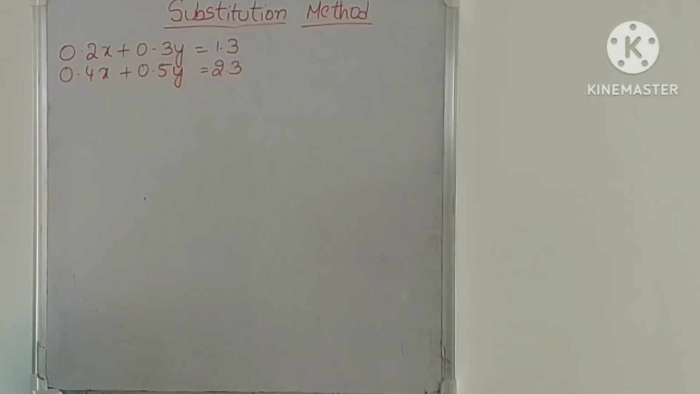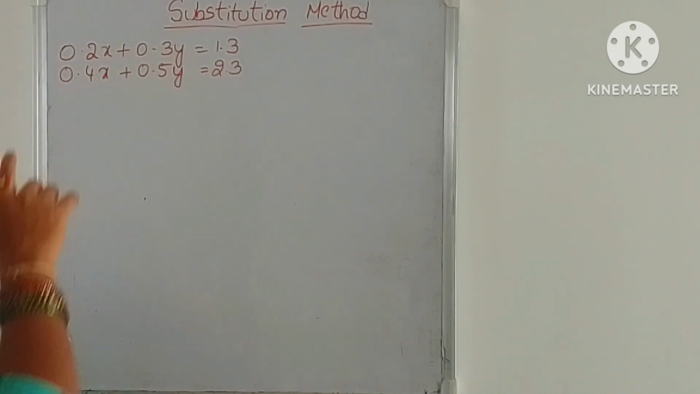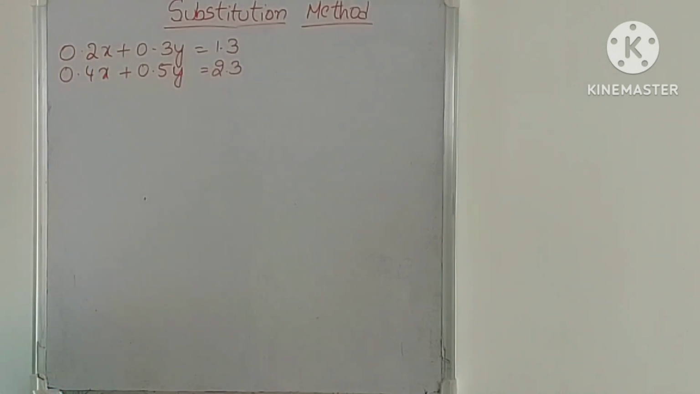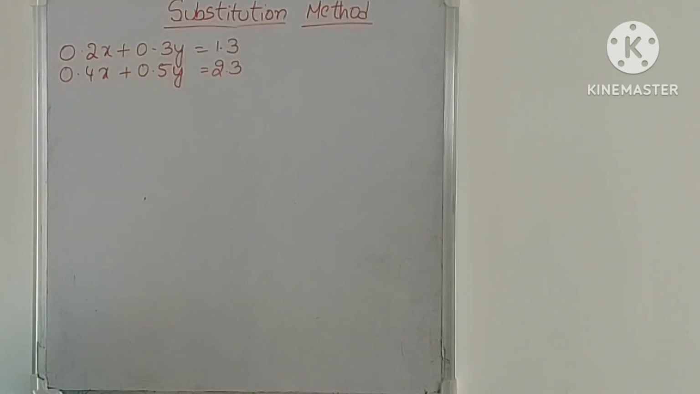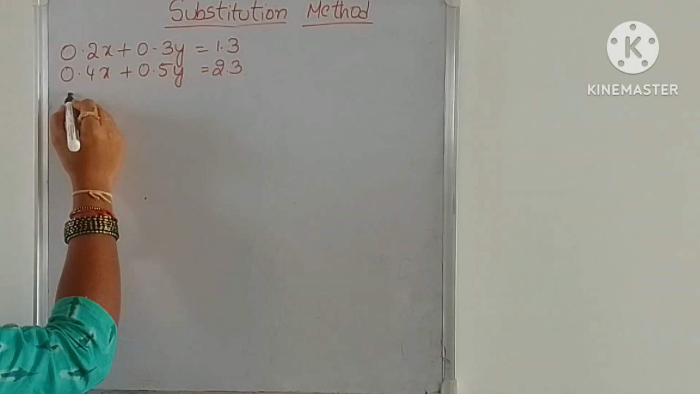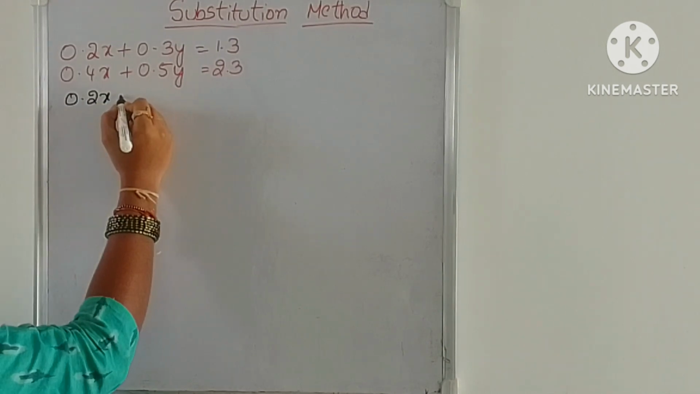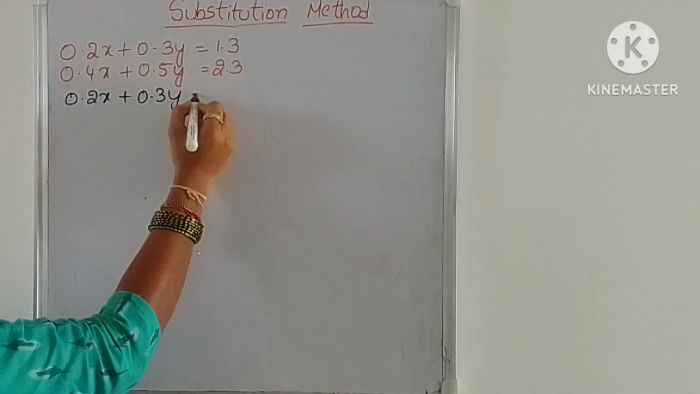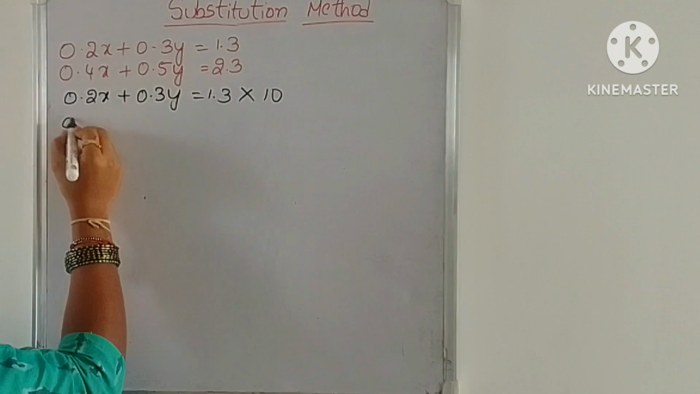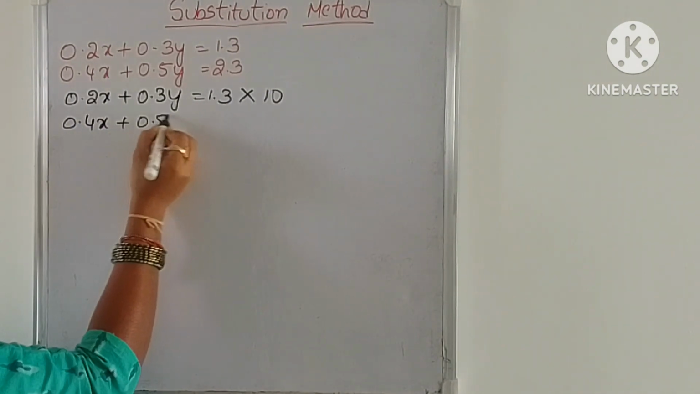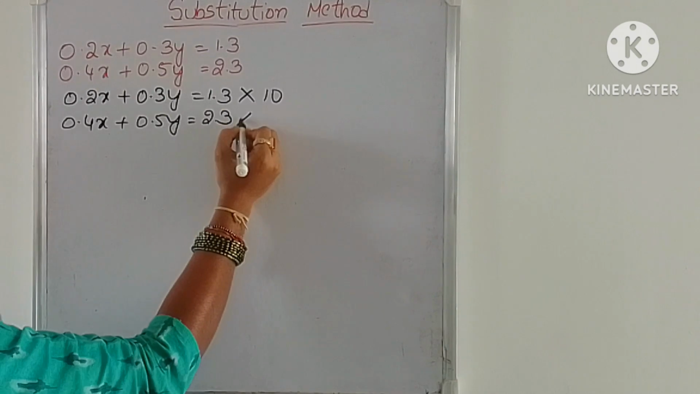As in the last class in the elimination method, I told how to convert the decimal form into the normal integer form. How can we convert? If after the point one digit is there, we have to multiply by 10. If after the point two digits are there, we have to multiply by 100. So after the point only one digit is there, so we have to multiply by 10. So 0.2x plus 0.3y is equal to 1.3, multiplied by 10. And 0.4x plus 0.5y is equal to 2.3, into 10.